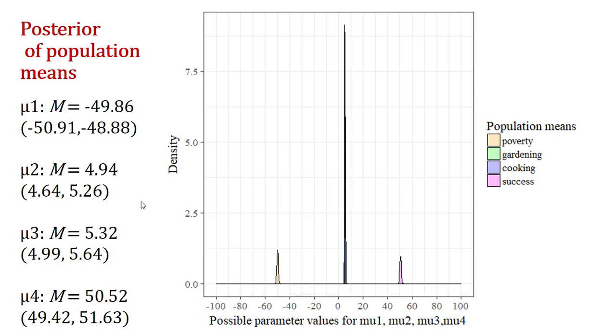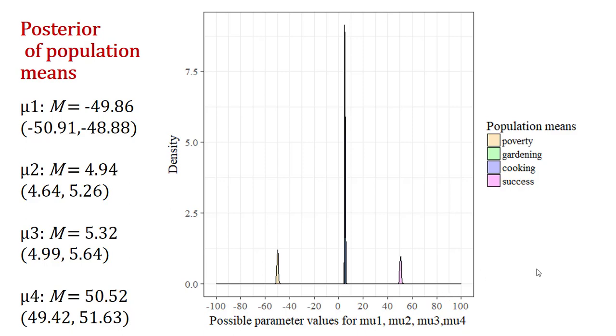For mu2 gardening and mu3 cooking, they are so close that you can't see them, and remember that their standard deviation was very small, so that is reflected here. The interval is even narrower than that one, so you've got a spike, and this one is much more concentrated around the mean than this distribution. This is the posterior distribution for success, with the mean of 50 and confidence interval 49.4 to 51.6.